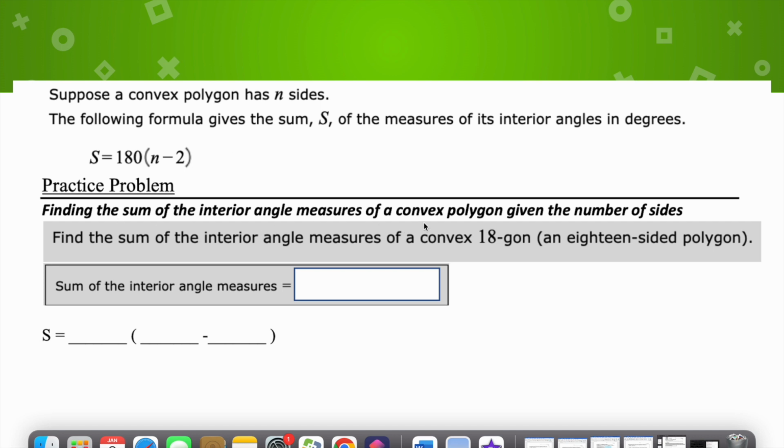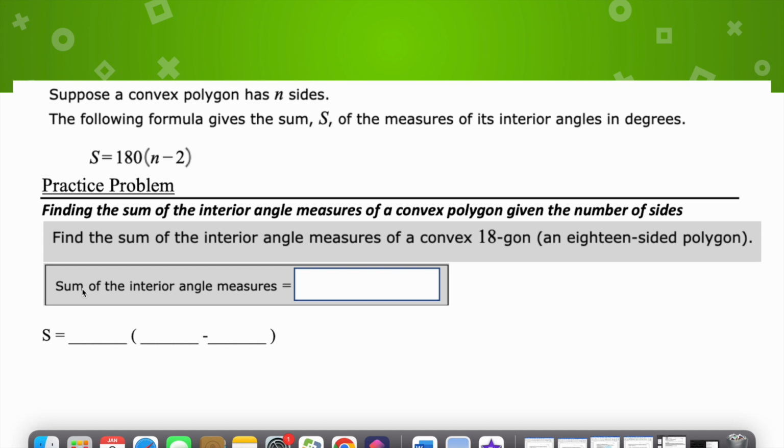So finding the sum of the interior angle measures of a convex polygon given the number of sides. We're going to find the sum of the interior angle measures of a convex 18-gon. Whenever they do this, it just doesn't have a specific name, so it's an 18-sided polygon. If they give you a specific name, then you just need to look it up. If you're not sure how many sides it has, you may need to look up the name. If it says hexagon or decagon, for example. Sorry, dodecahedron is a three-dimensional figure.